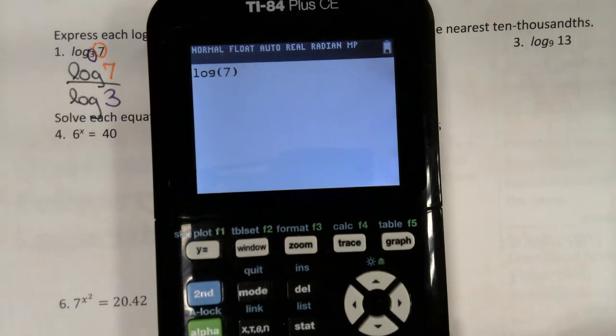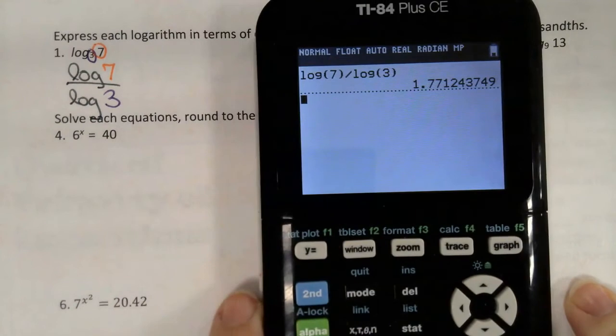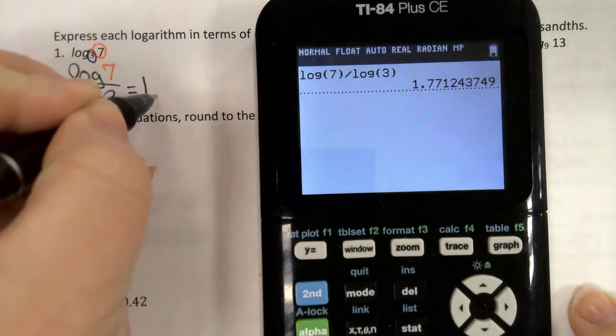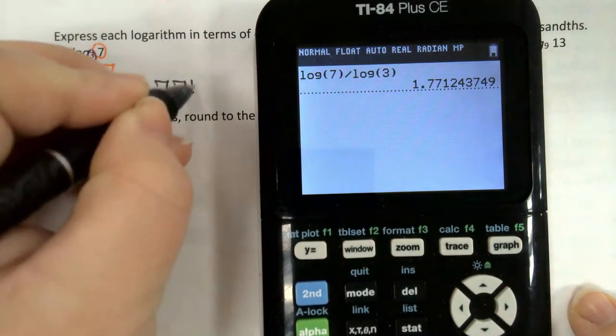Make sure that you close your parentheses. If you don't close your parentheses, you're not telling it to stop making the "log of" number. Closing the parentheses tells the calculator that you are done inputting the "log of" number. Divided by log of 3. And then hit enter, we get our nice long decimal, and we're going to round it to 4 decimal places. So 0.7712.